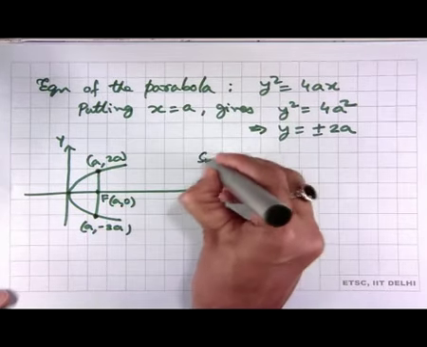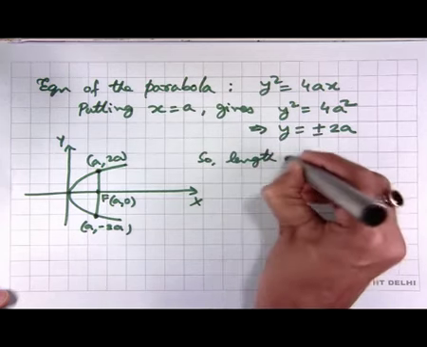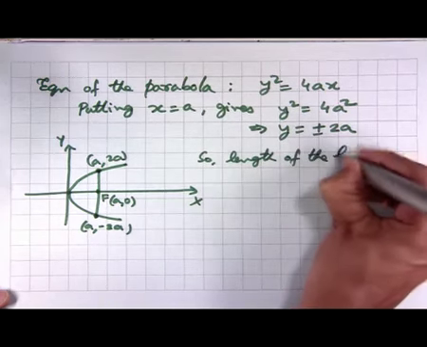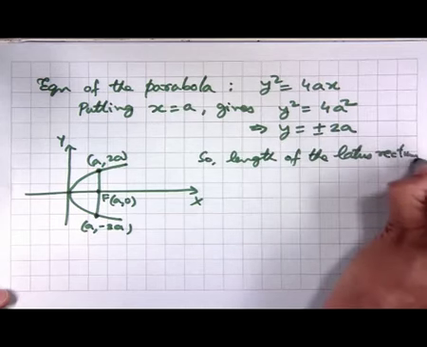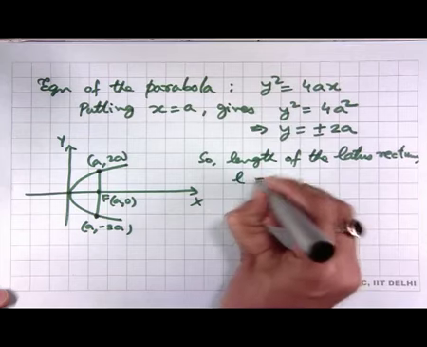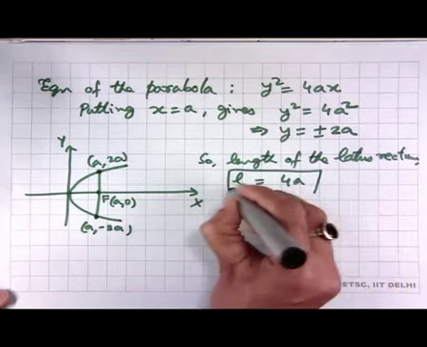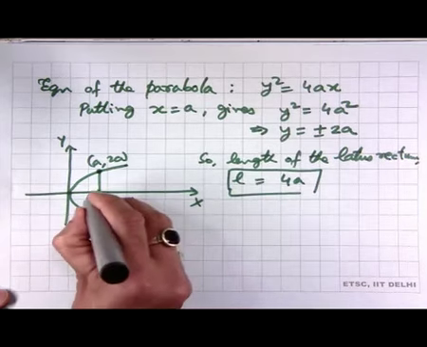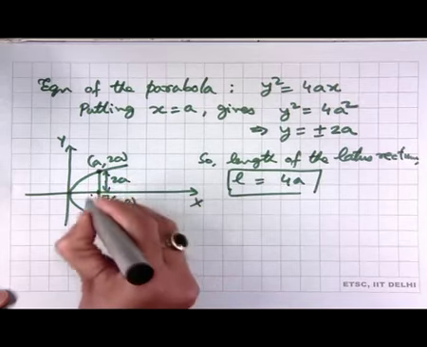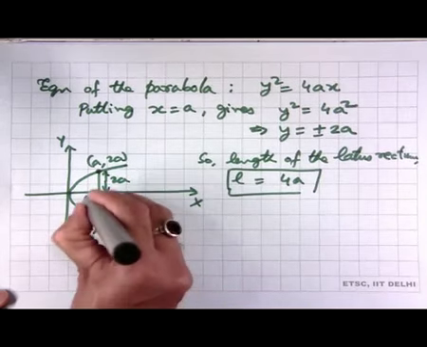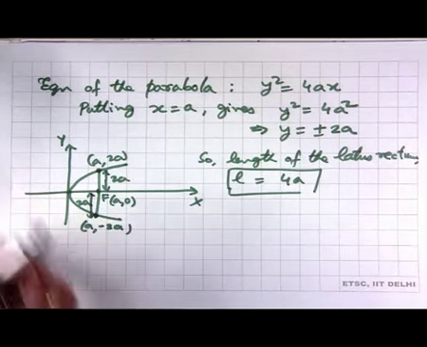So, the length of the latus rectum L is equal to 4a. This length is 2a and this is also 2a. So, 4a is the length of the latus rectum.